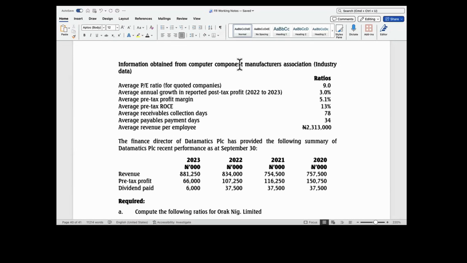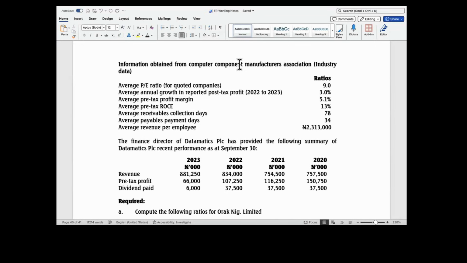Average P/E ratio for quoted companies is 9%. Average annual growth in the reported post-tax profit from 2022 to 2023 is 3%. Average pre-tax profit margin 5.1%. Average pre-tax ROCE is 13%. Average receivable collection days is 78. Average payable payment days is 34.